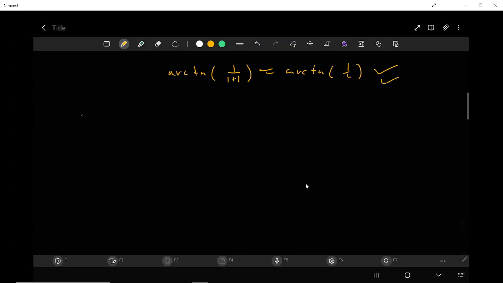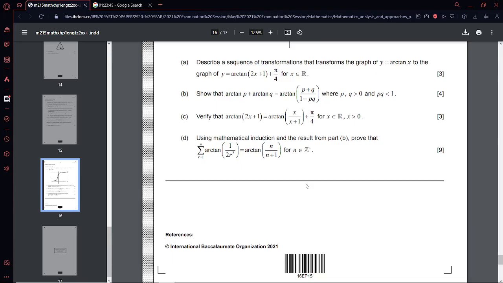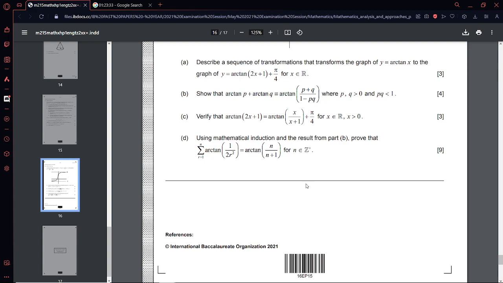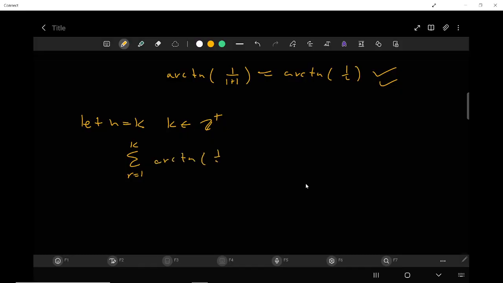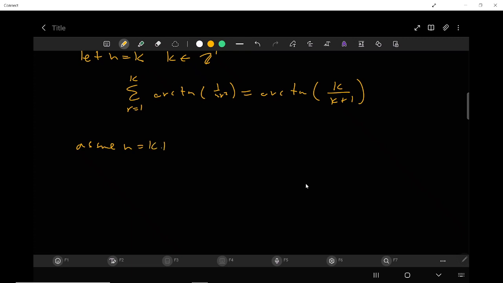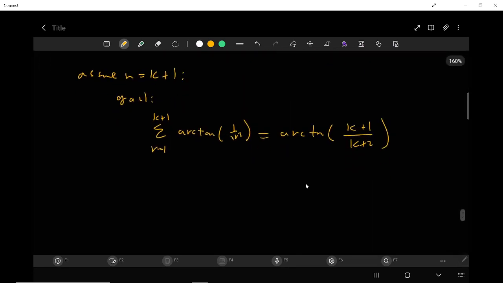Then say, let n equal k. So that means I've got to write out the whole thing again. The sum from r equals 1 to k, where k is a positive integer, of arctan 1 over 2r squared equals arctan k over k plus 1. Now, assume n equals k plus 1. So our goal, what we want it to look like, will be the sum from r equals 1 to k plus 1 of arctan 1 over 2r squared equals arctan k plus 1 over k plus 2. This is our goal, and we will prove this. So the inductive step.